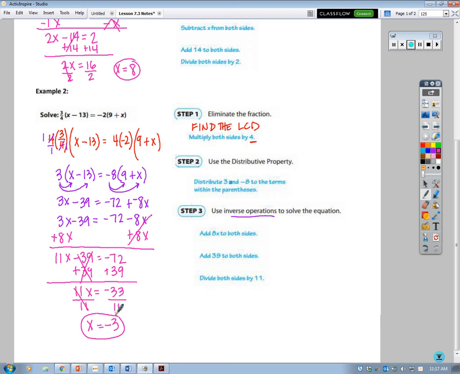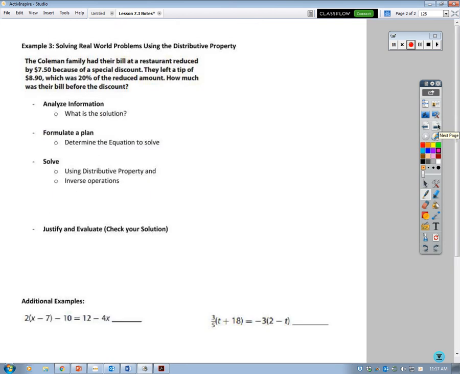Okay, so that's the quick review of how to do that. We're going to do one more example, and that's how to solve these types of equations using the distributive property from real-world solutions. So what I'd like you to do is flip that page over. We're going to look at example 3. And that's solving the real-world problems using the distributive property.